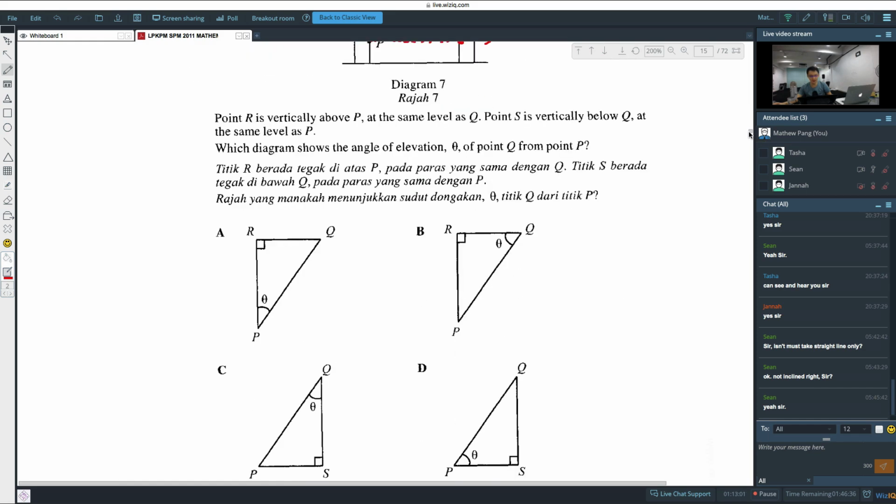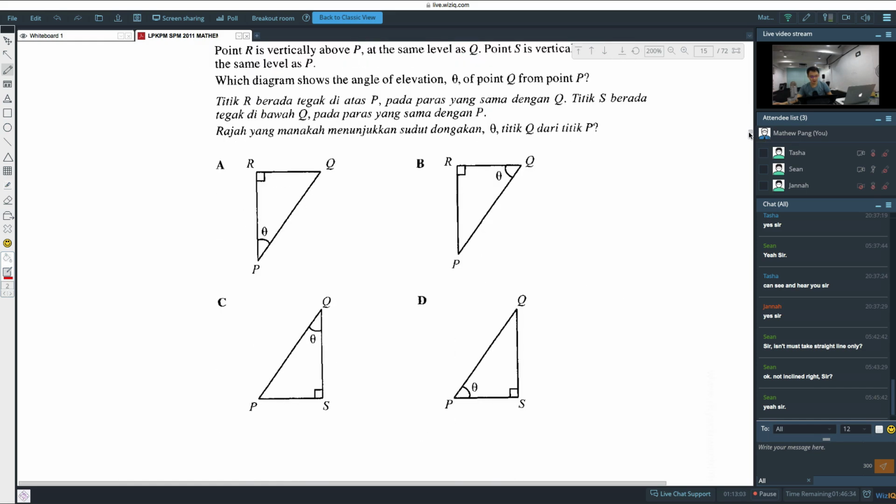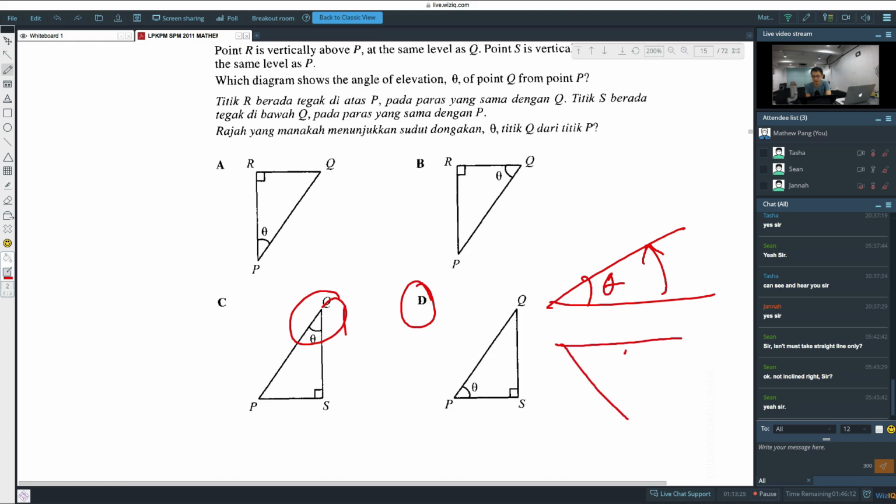So our Q, P, and S should be this one. Even this one also Q, P, and S. But then this is not angle of elevation. Angle of elevation must be from the horizontal line, you look up, then this is called elevation. If depression, it must be from the horizontal line and then you look down. Okay, this one is called angle of depression.